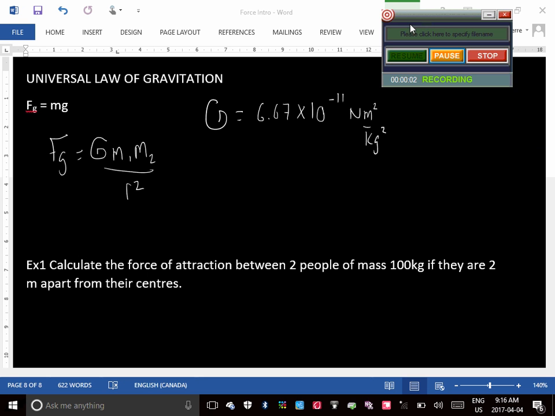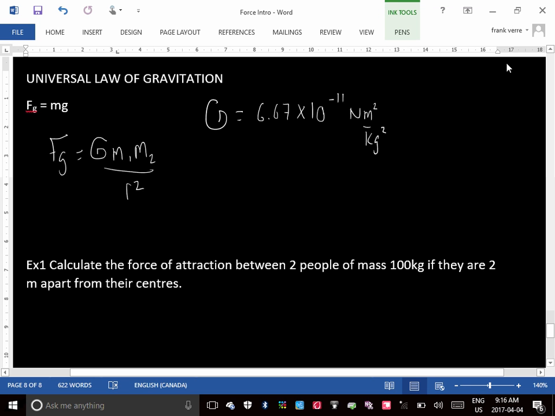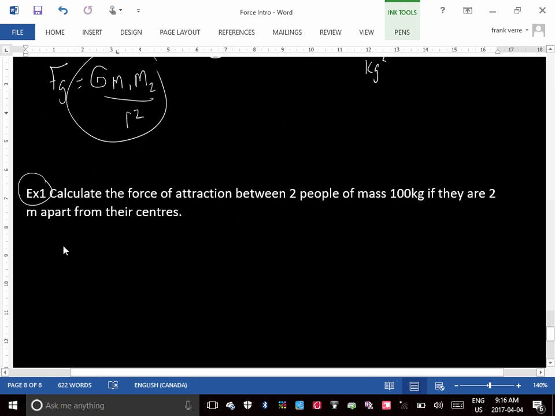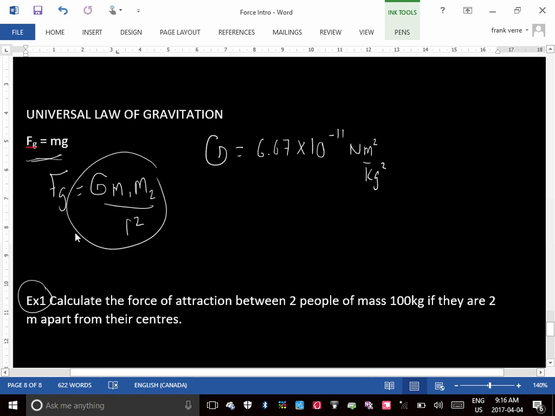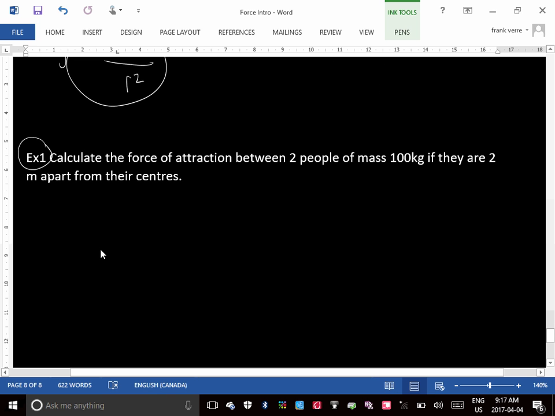I'm going to show you how you could use the Universal Law of Gravitation, which is this equation here, to determine the force of attraction between two objects given their distances. This equation works for weight, but in a question like this one, where you have two people, you wouldn't be able to use that equation because if you look at it, you just have F equals mg, right? So you can't use that equation to solve a question like this.